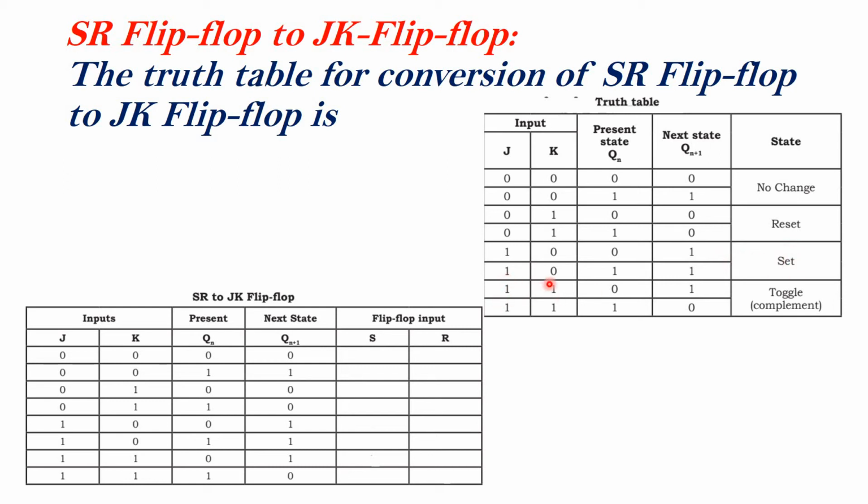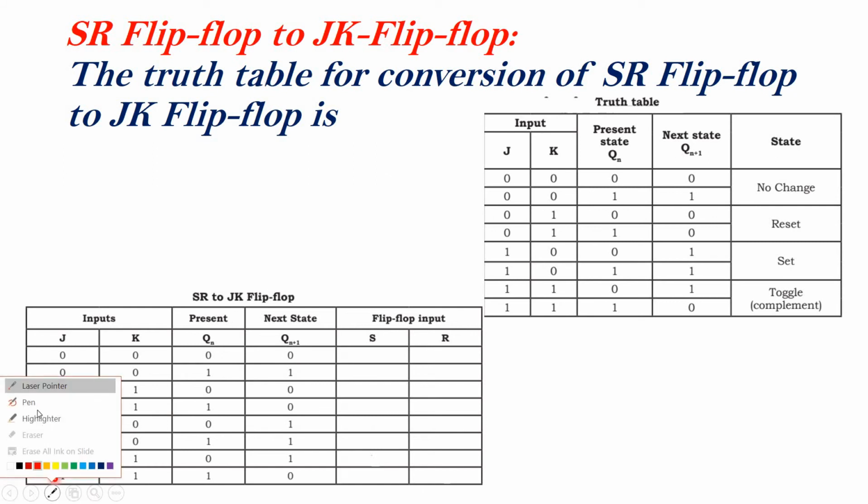When J is equal to 1 and K is equal to 1, if the present state is 0, it is toggled, that is the complement of the present state, that is equal to 1. If the present state is 1, the next state is equal to 0. Next, I have to copy down the same input, present state and next state in this table. So this is the characteristic truth table of the JK flip-flop.